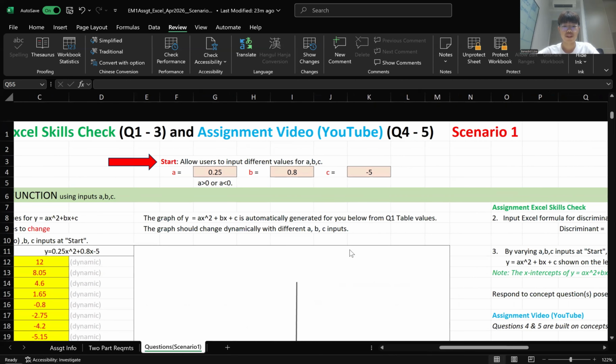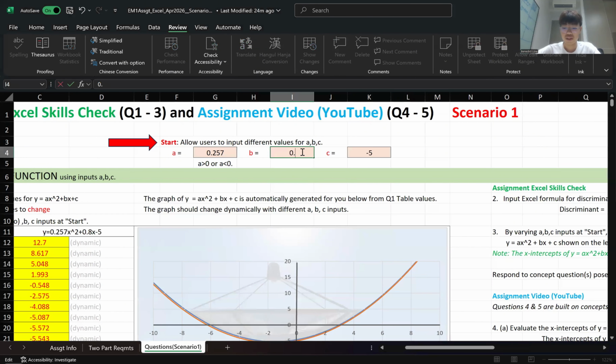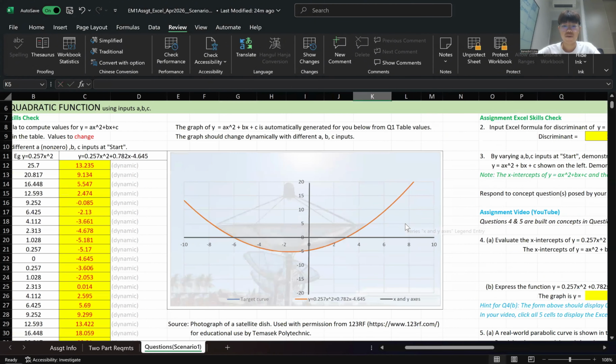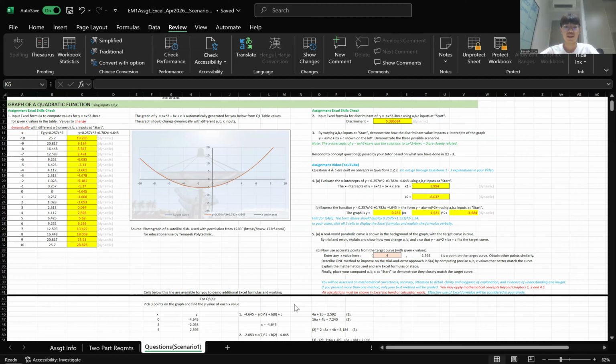So if I input these values into here, you can see that the orange curve will match exactly with the target curve. And that is the end of my explanation to this assignment.